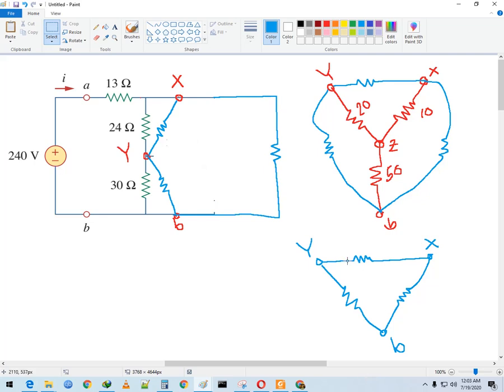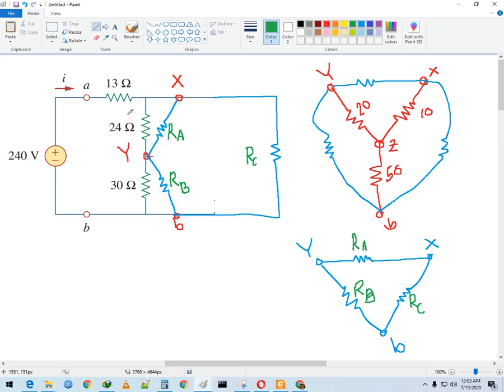Now you can see that you can solve this problem quite easily, because now let's call them RA, RB, and RC. So we have RA in between X and Y. For Y and B, we have RB. And X and B, we have RC.